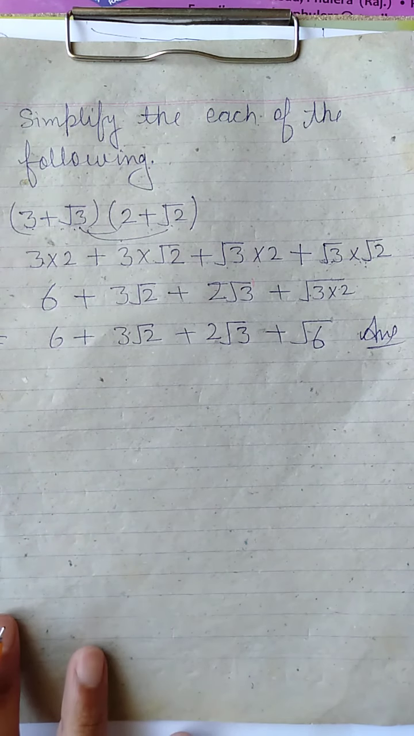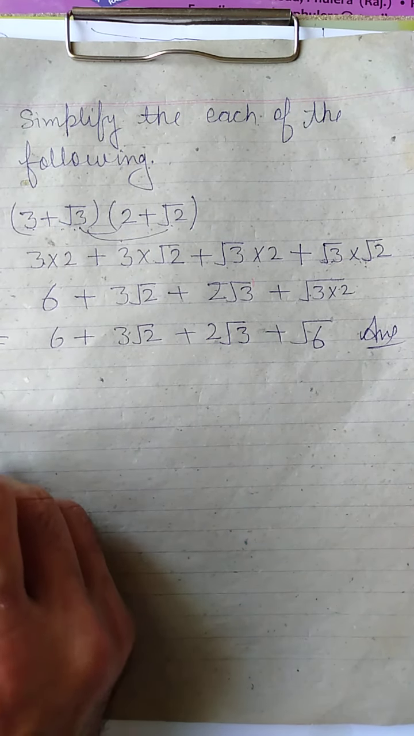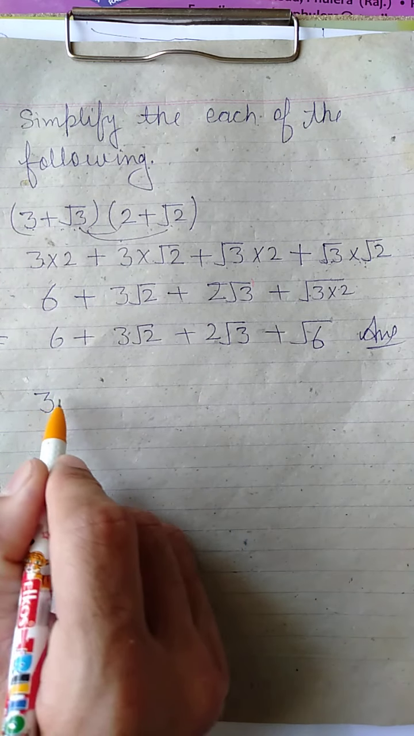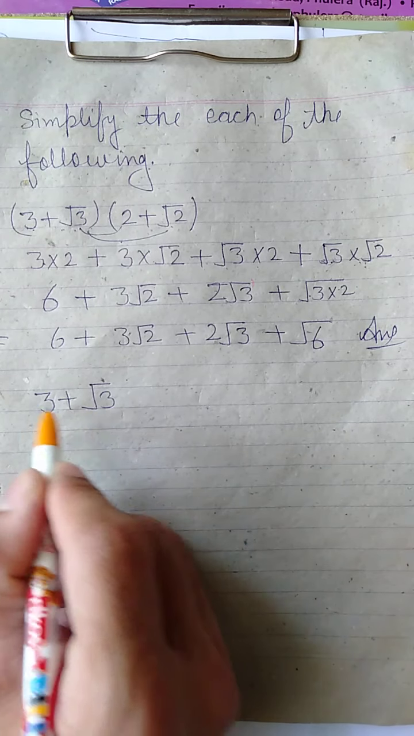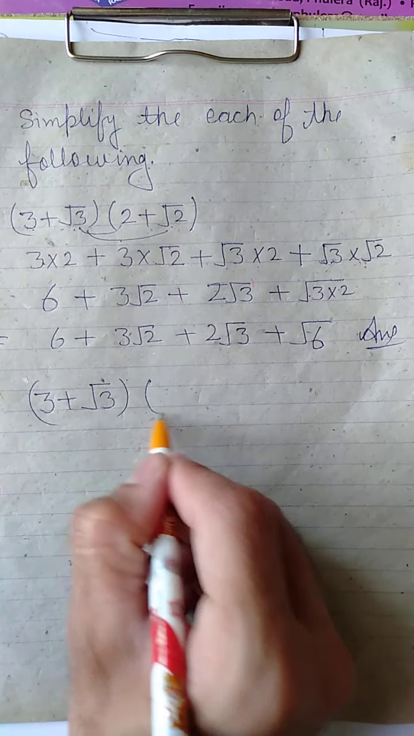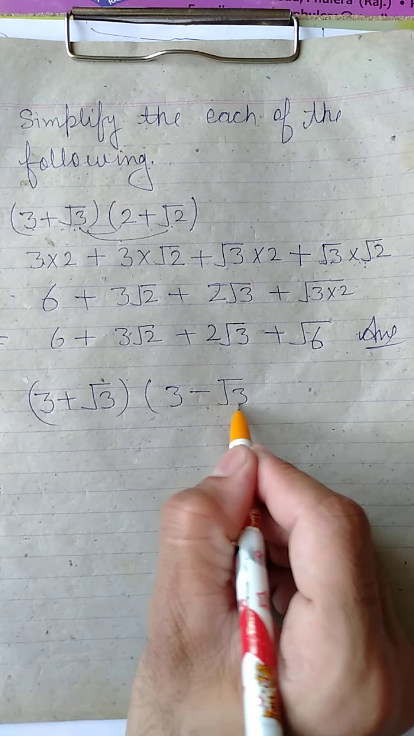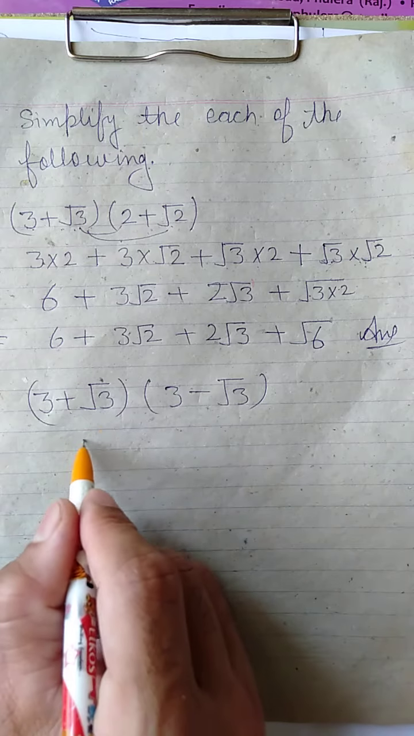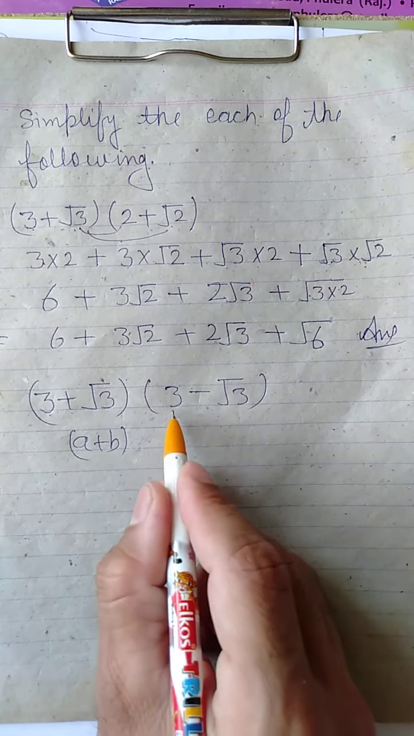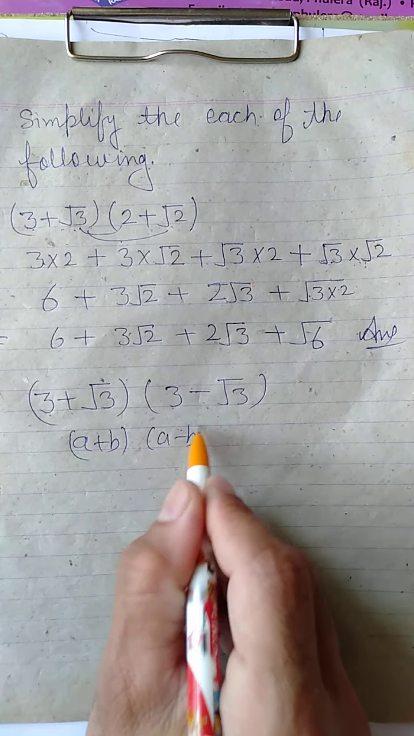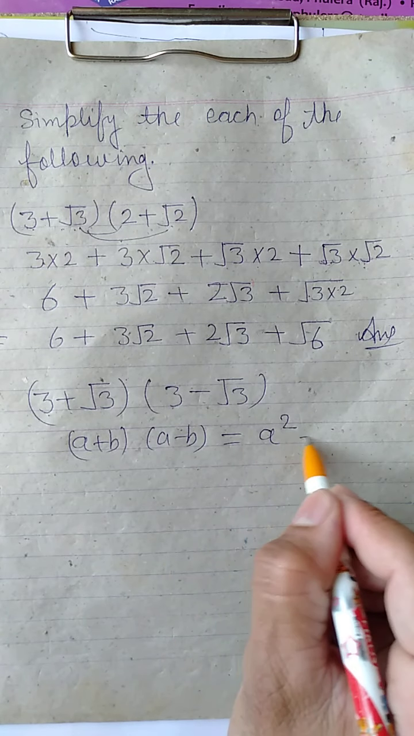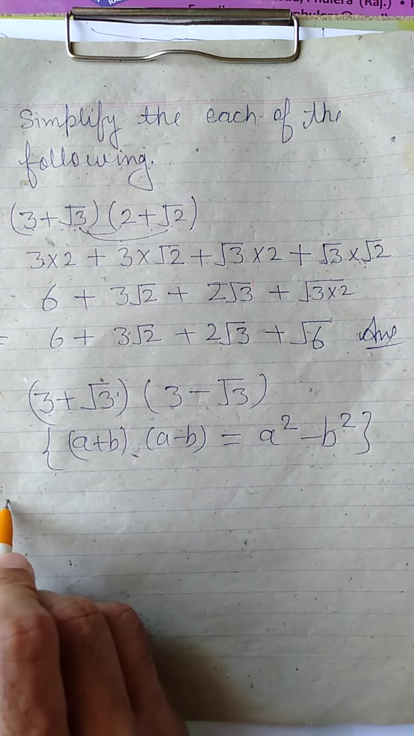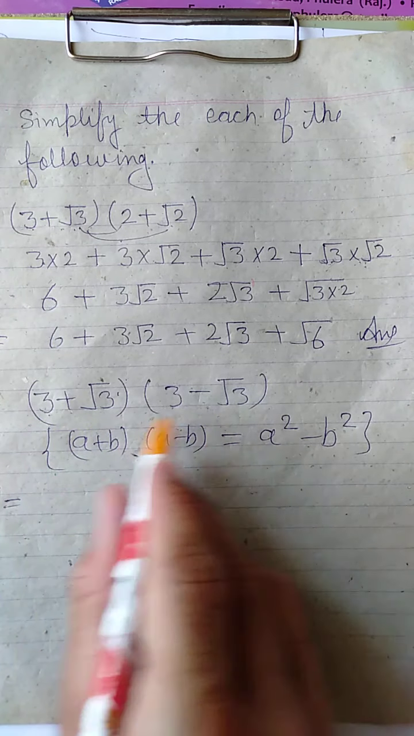Now the second question of the same type. Writing here: 3 plus root 3 is given, and 3 minus root 3. As in the previous class we have learned, see here, a plus b times a minus b is equal to a square minus b square. So can we use this identity here? This will be equal to a square minus b square.